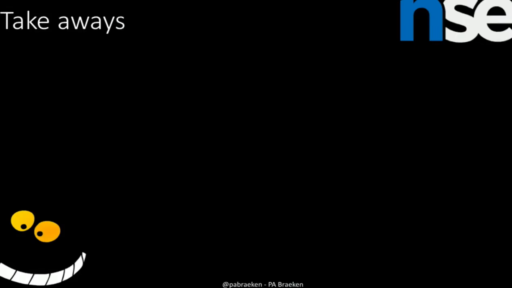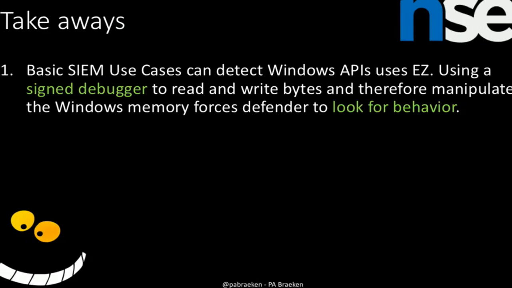So the main takeaway is the basic SIEM use cases can already detect API calls. It's easy. You just have to say, okay, I saw that this process makes VirtualAlloc calls to this process, so it's not normal, and security analysts will be able to view that.